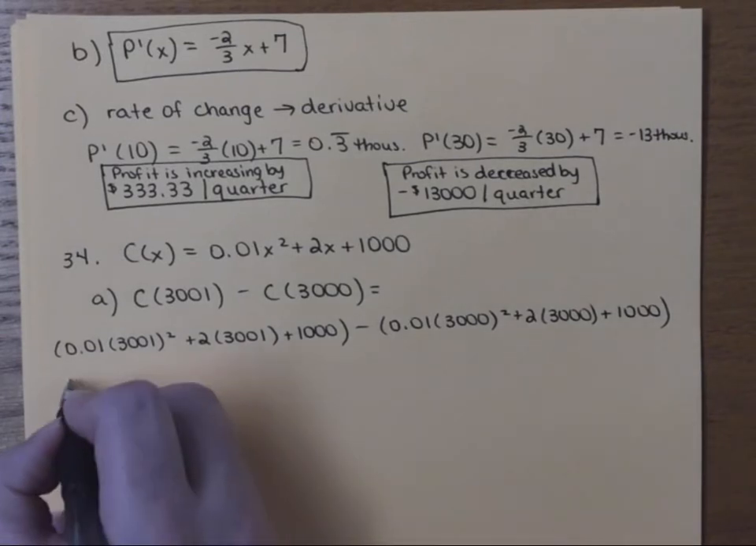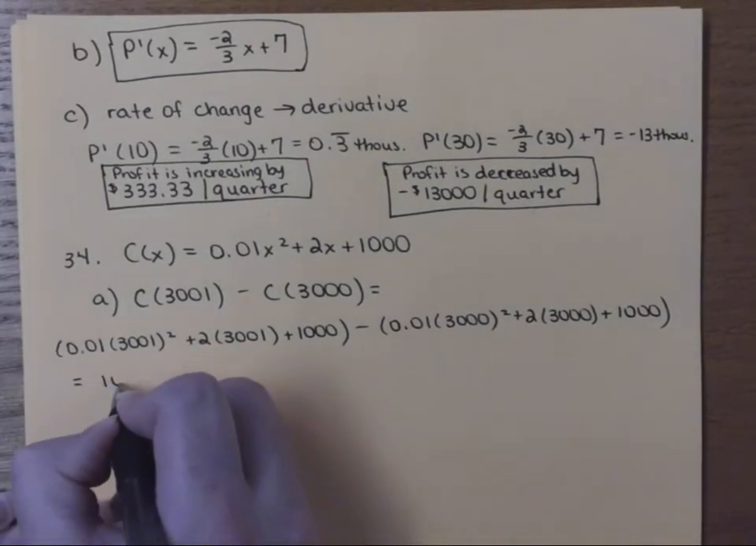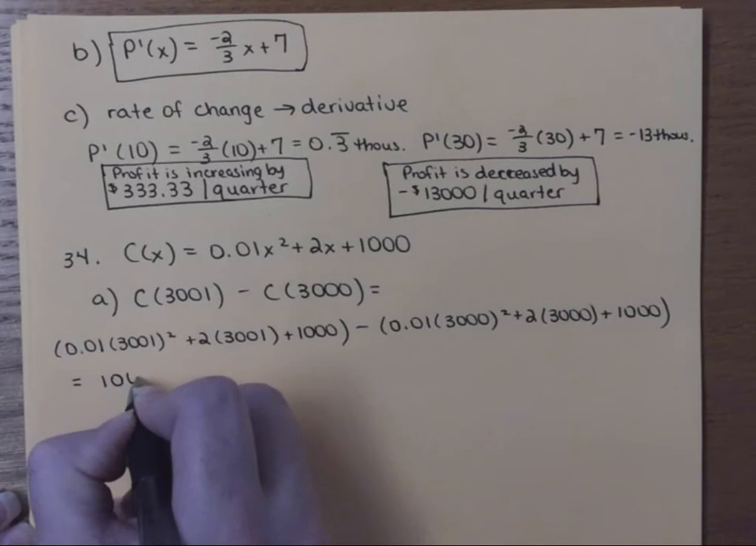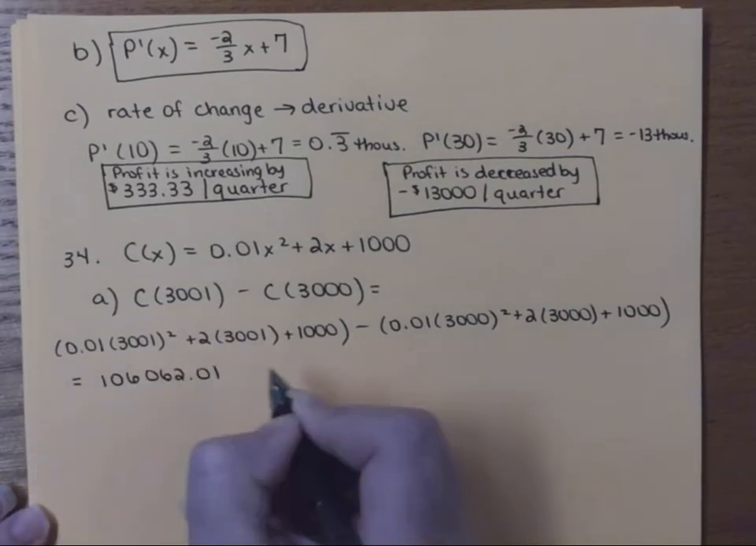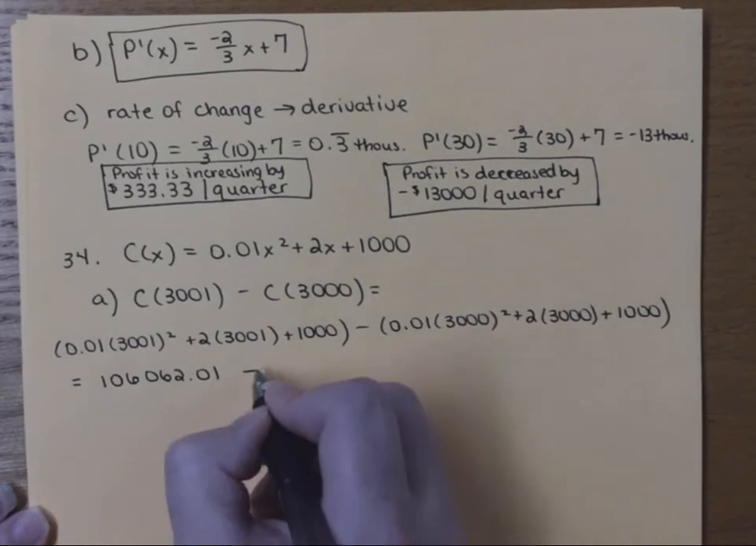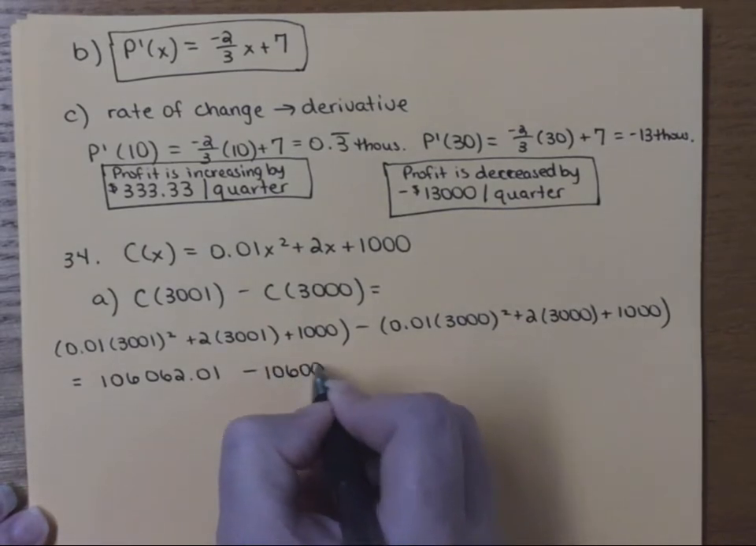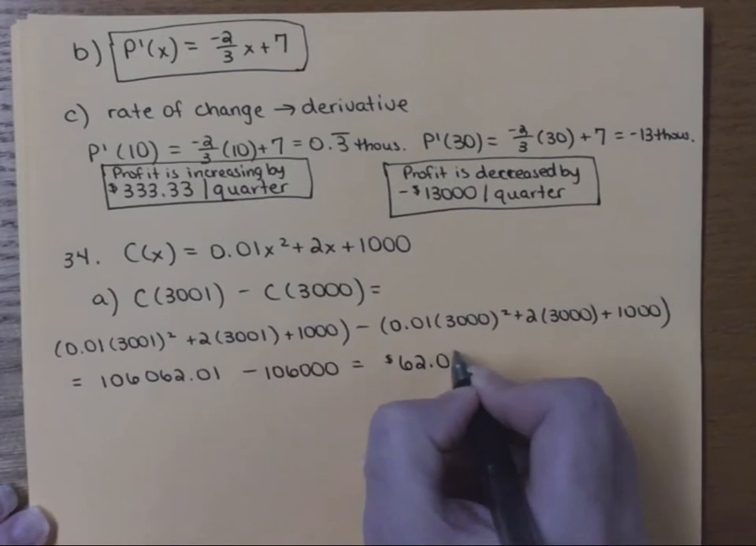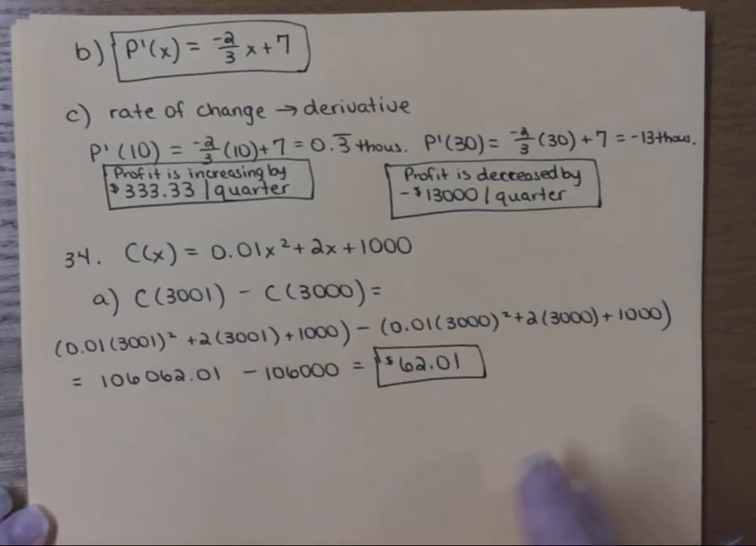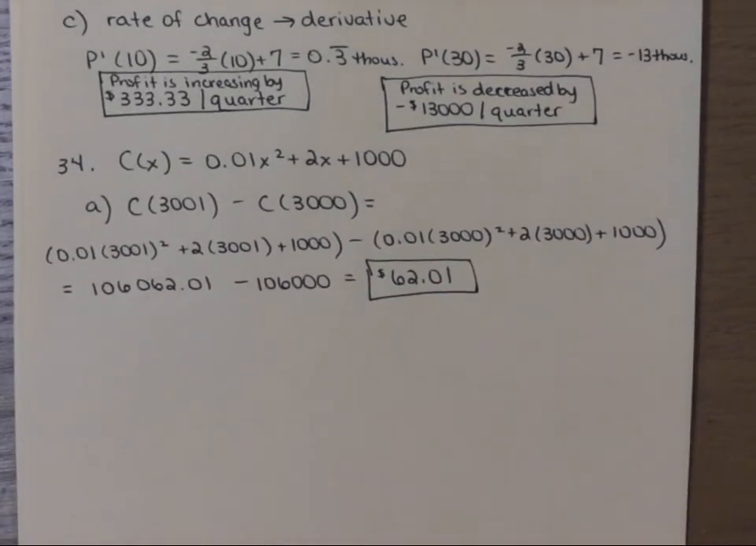Okay, so if you work these out, and again, I'm confident you can do this on your calculator, you're going to get $106,062.01 on the first group, and you're going to get just plain old $106,000 on the second group, for a difference of $62.01. Okay, so that is the cost of the exact 3,000th bat in this case.